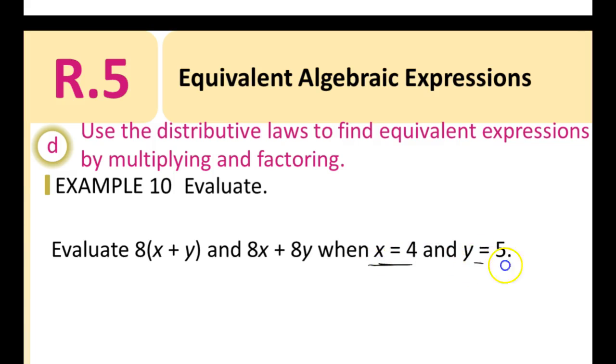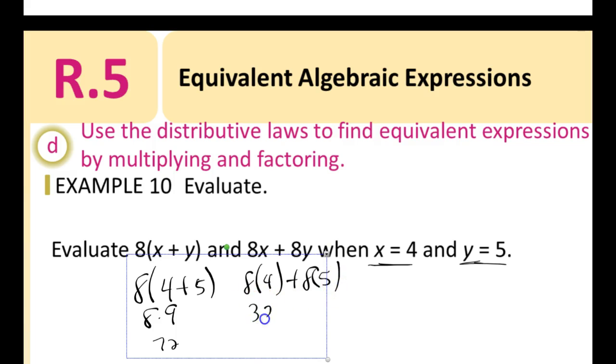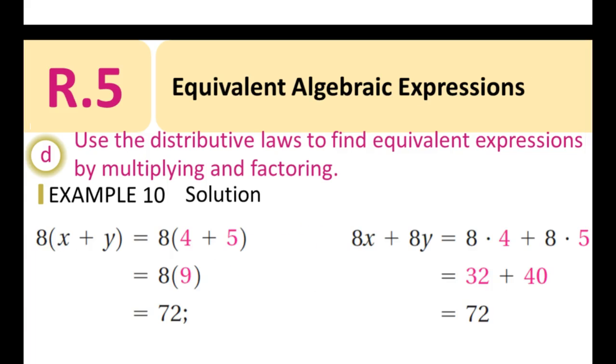Evaluating, again, letting X be 4 and Y be 5, I would say 4 plus 5, which is 9, and 8 times 9 is 72. Notice it's the same thing. 8 times the 4 plus 8 times the 5. This is 32 and 40, and looks like I still get 72 for an answer. So I think what they're doing is they're building you up for another property called the distributive property. So they're proving that this is equal or equivalent to 8x plus 8y.